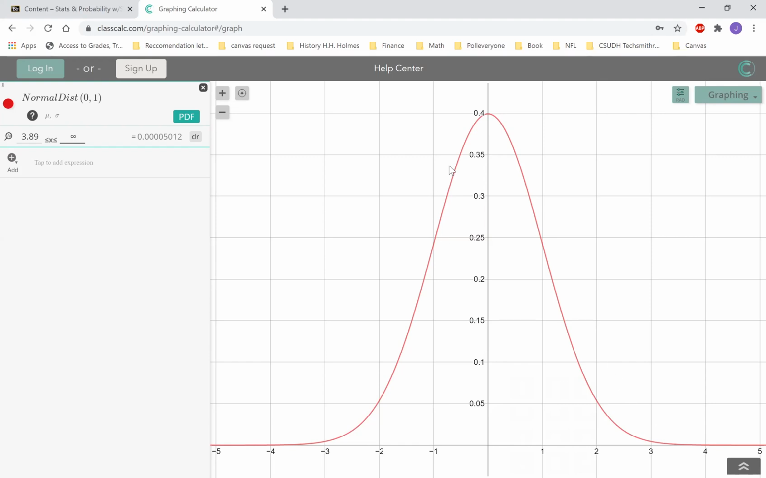Any questions in regard to C? All right, so let's do D.